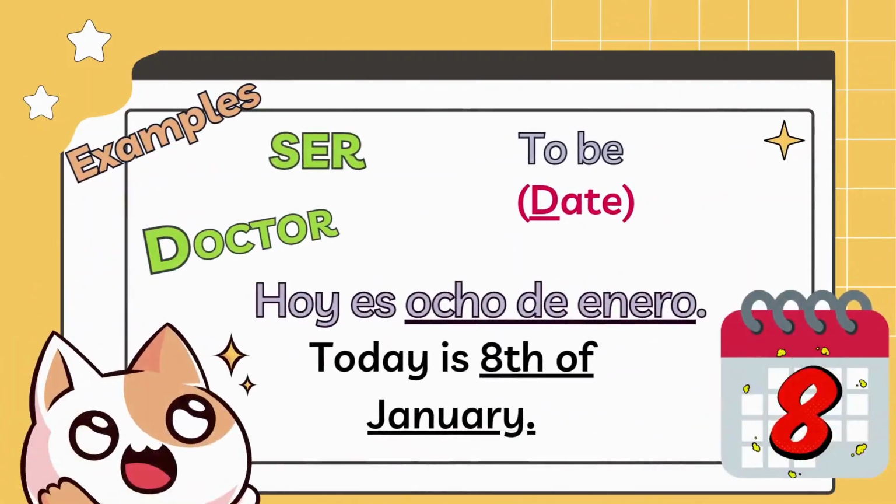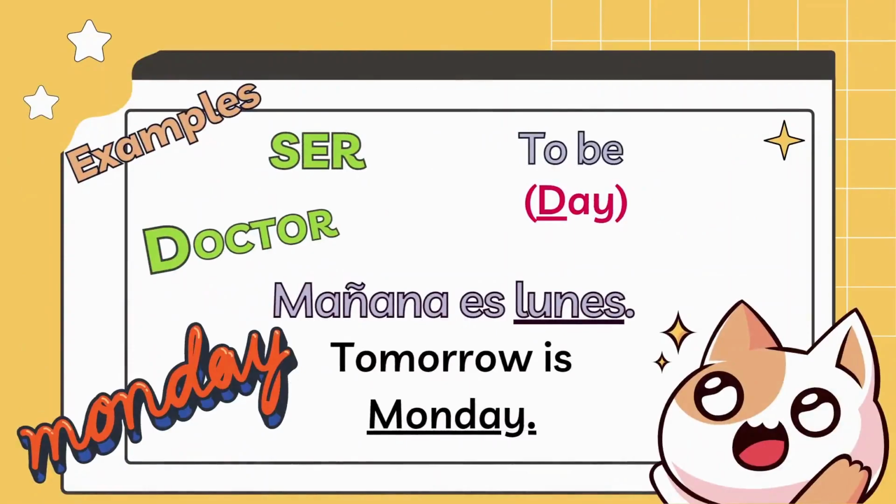This to be could also be date. So the D in doctor can also represent date. For example, today is 8th of January. Hoy es 8 de enero. This to be can also be a day. For example, tomorrow is Monday. Mañana es lunes. So the D in doctor could be description, date, or day.